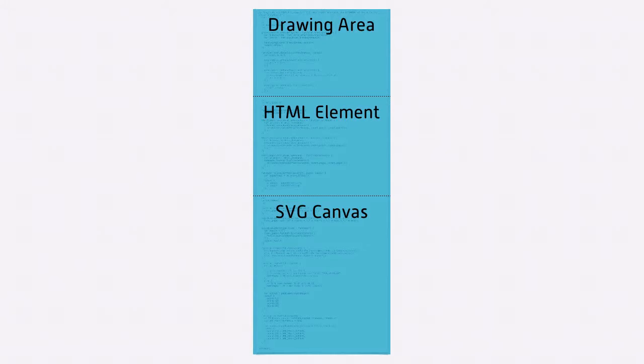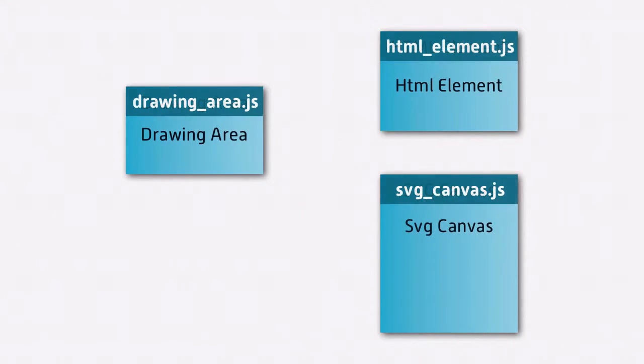There's a drawing area which handles mapping user input into actual events and drawing stuff on the screen. There's the HTML element class which handles abstractions over the HTML elements such as divs and so forth. And there's the SVG canvas class which handles drawing lines on the screen. So what we're going to do is take these 3 concepts, and put each one in its own file. But now each one is in its own file, and that's a problem.